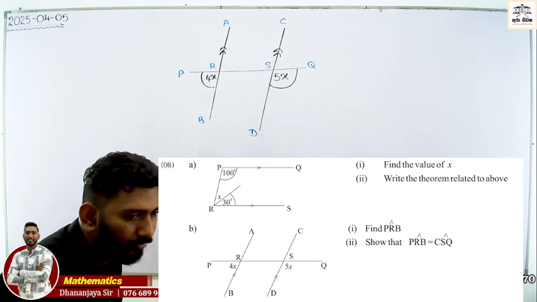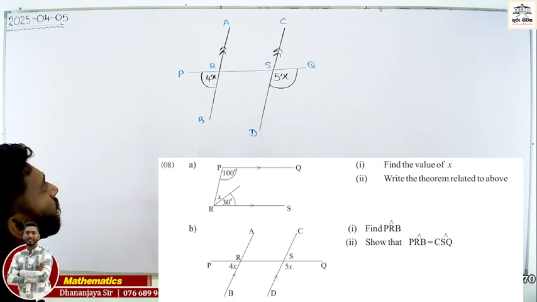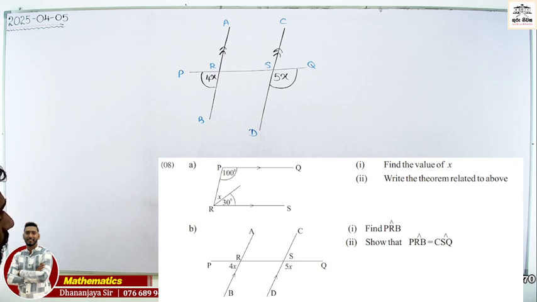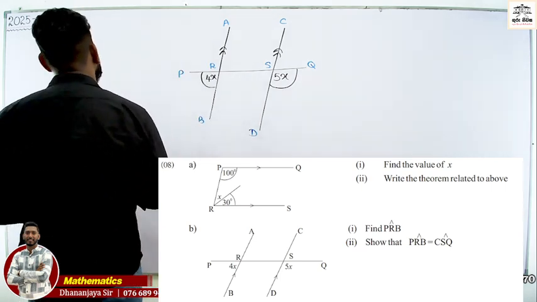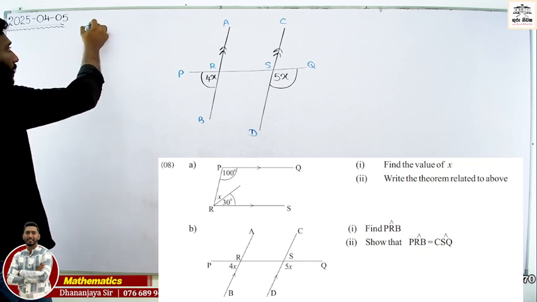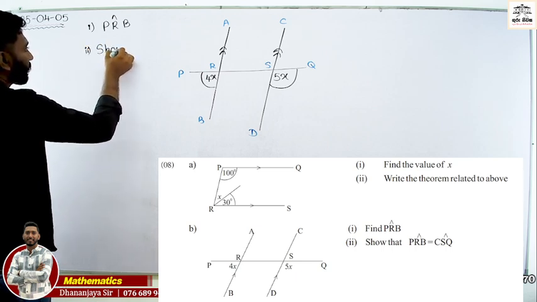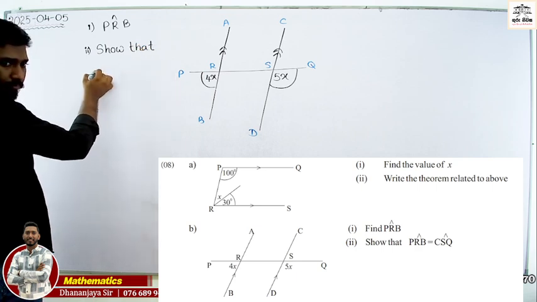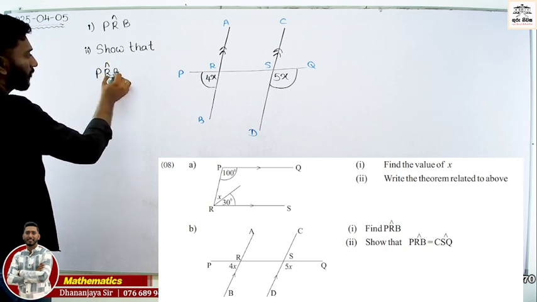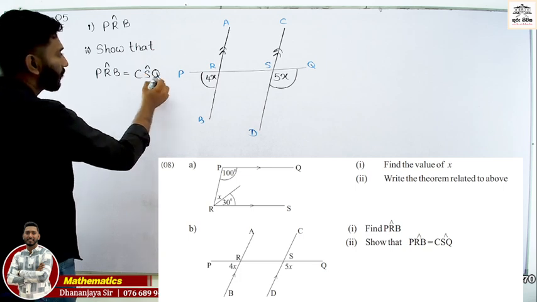Find the PRB, and show that PRB equals the CSQ. There is a show-that part.